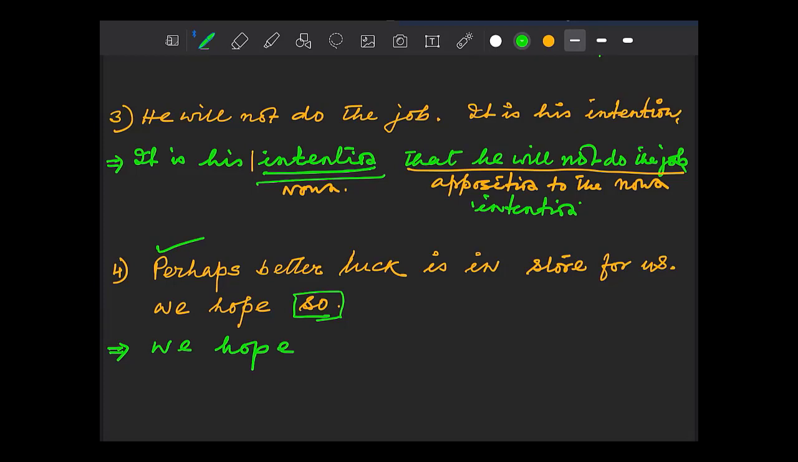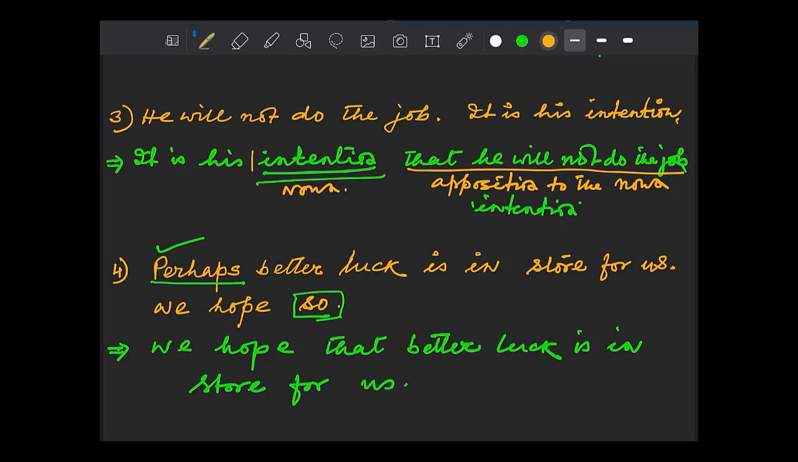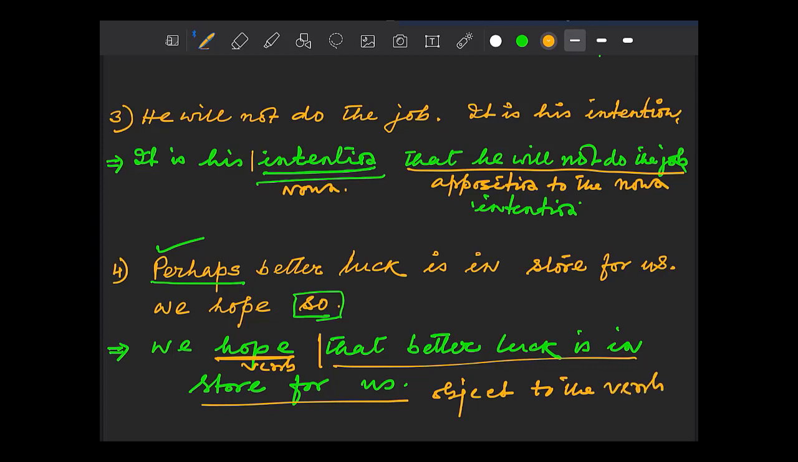We hope. When you use hope, perhaps will be out. We hope that better luck is in store for us. Here hope is the verb, and the next one is the object to this verb. This part. Object to the verb hope.